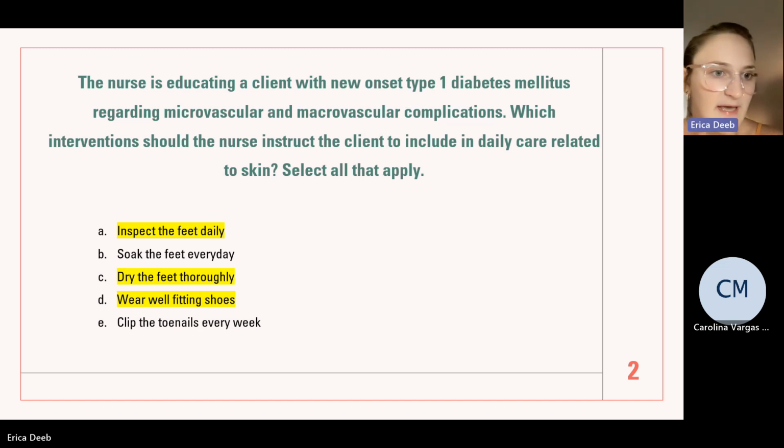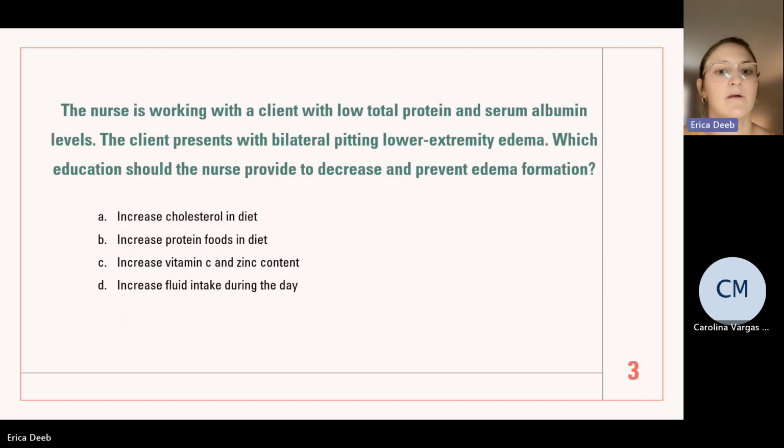So it's going to be A, C, and D for this one.